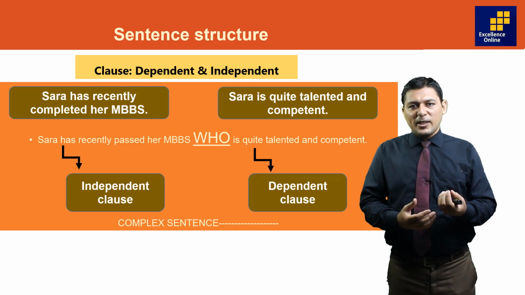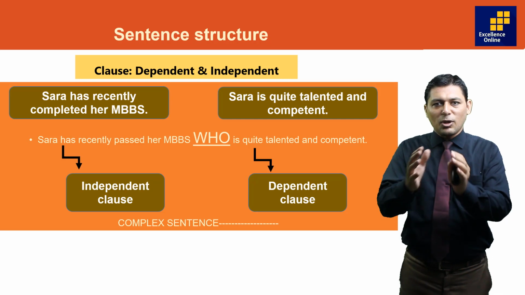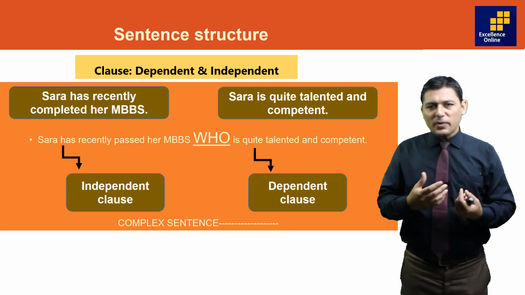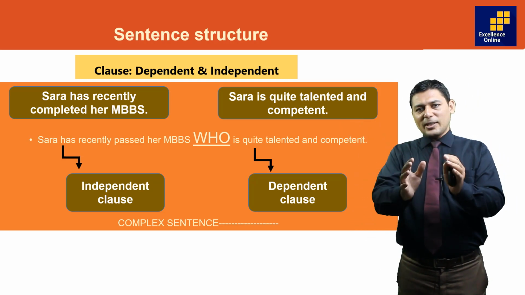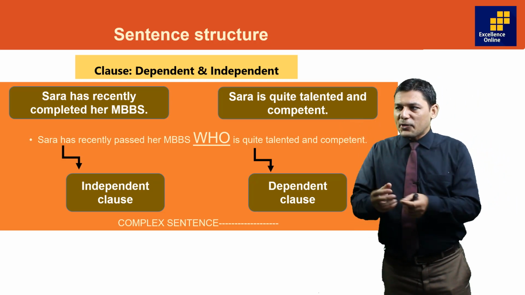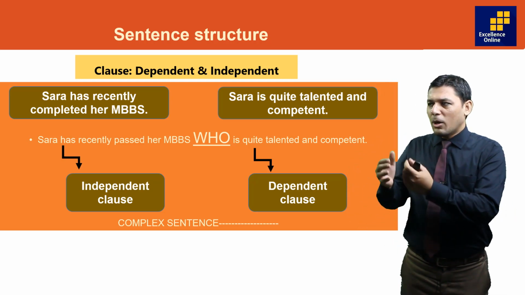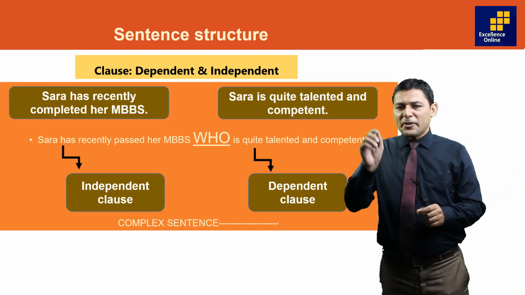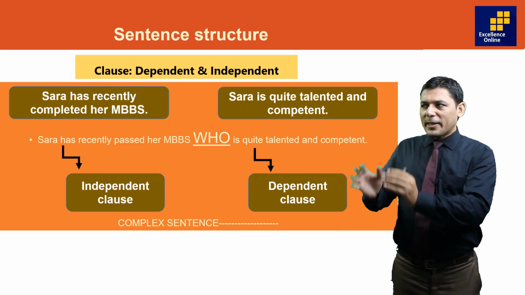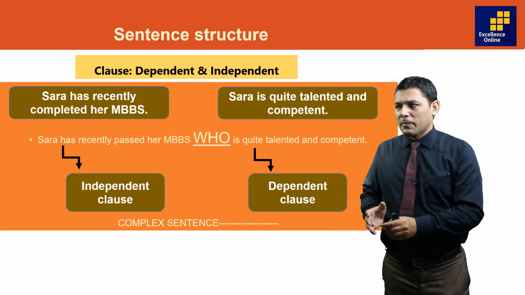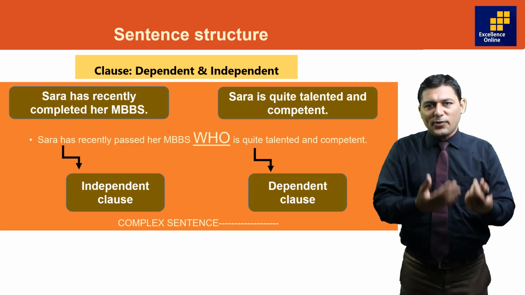A sentence which is quite easy to understand, which has a single subject and predicate, is known as a simple sentence. And most sentences are simple sentences. Okay, let's merge these 2 sentences. Sarah has recently passed her MBBS, who is quite talented and competent. On one side we have an independent clause. If we remove the second part of the sentence, who is quite talented and competent, the remaining part has its own meaning and sense.